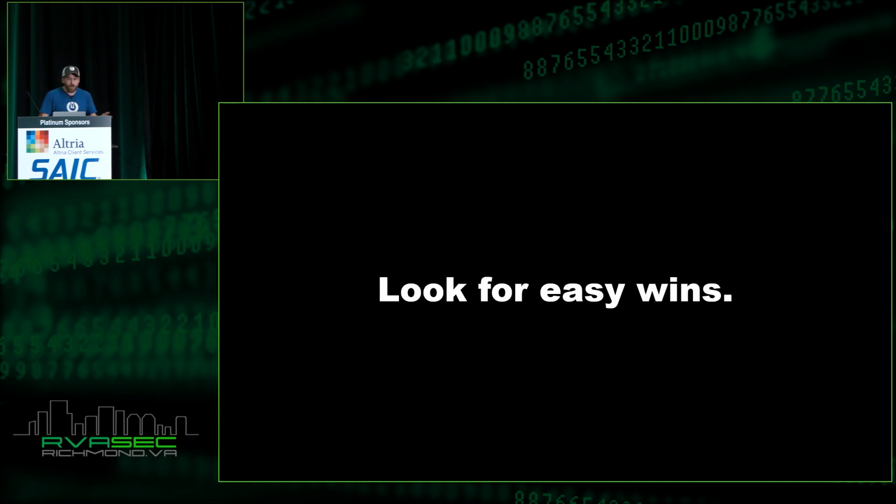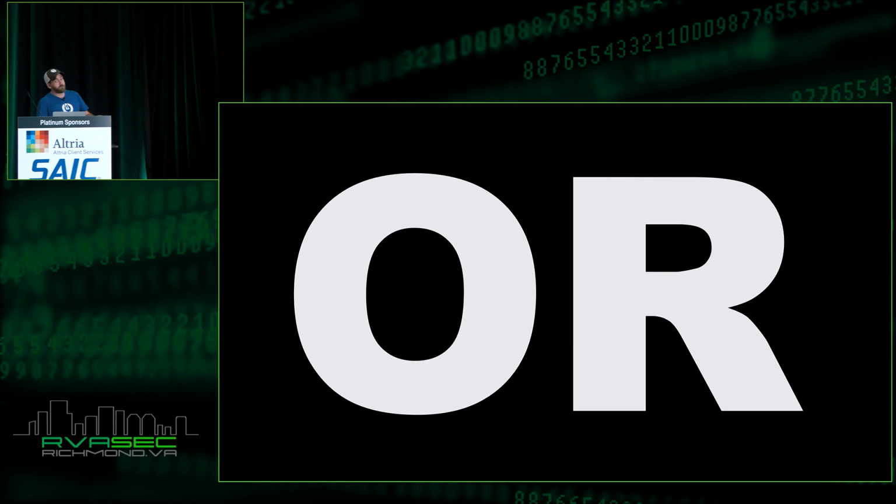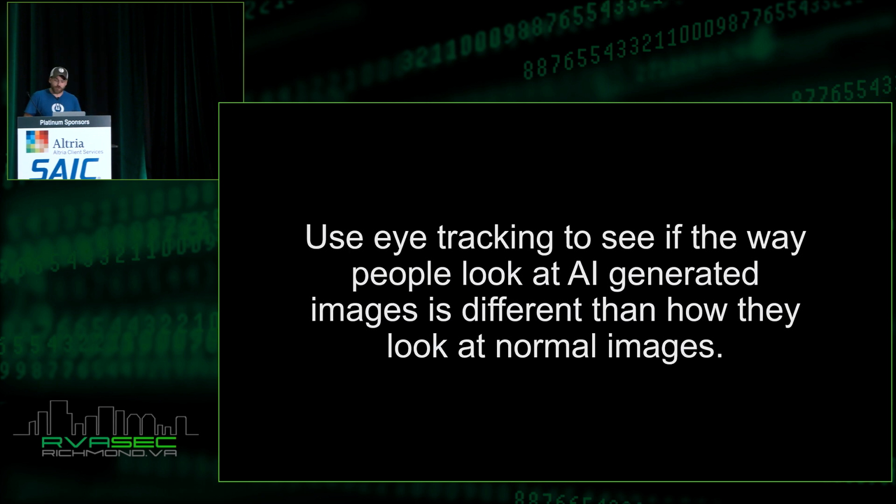So look for easy wins, okay? Take stock of common tasks in your org and develop a parallel workflow using AI. That's a simple way to do this, right? Or you could build a mumble rap decoder, right? Or you could use eye tracking to see if the way people look at AI-generated images is different than how they look at normal images, right? Does our brain actually know that this is not natural? Or, I don't know, that's something I've been wanting to do for years.